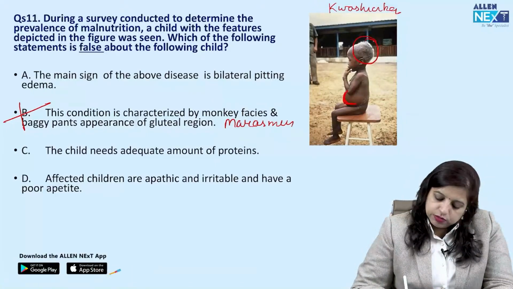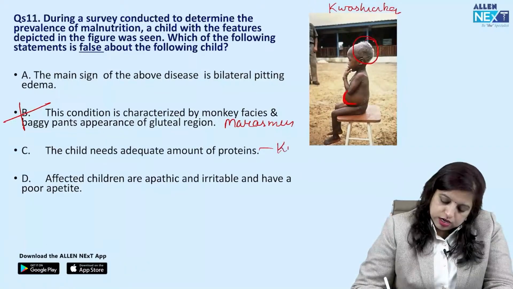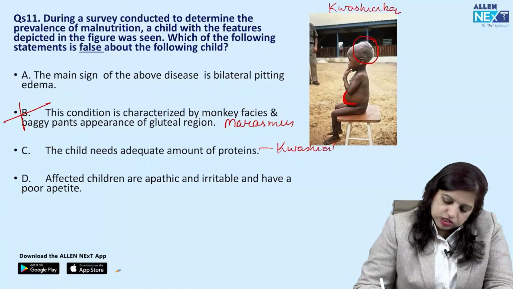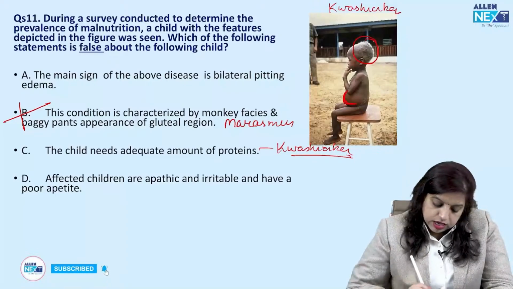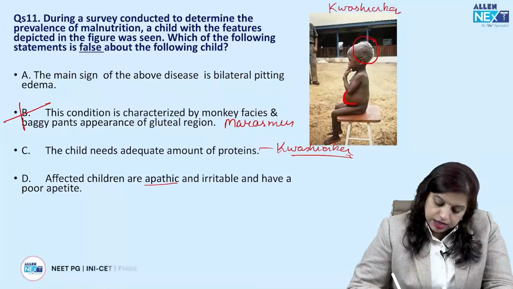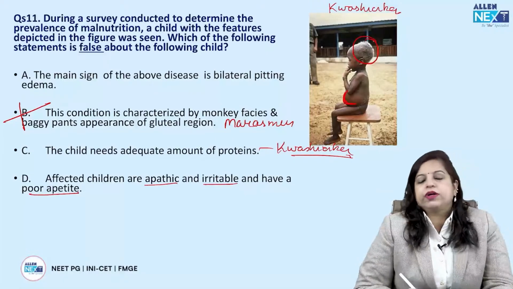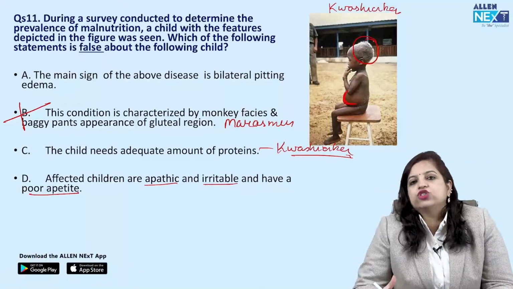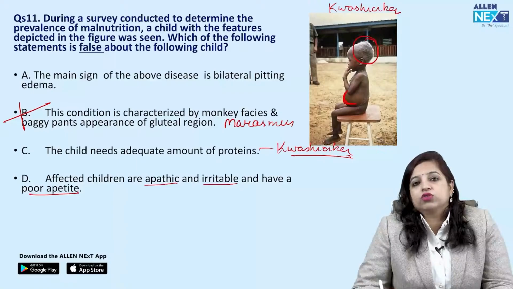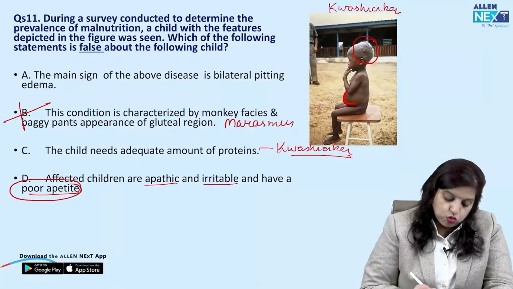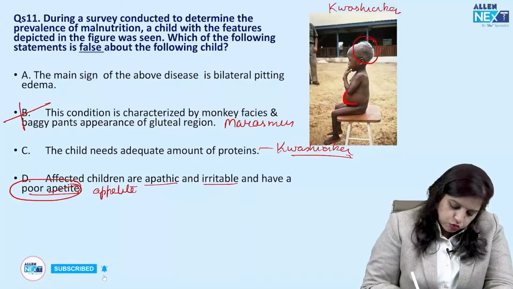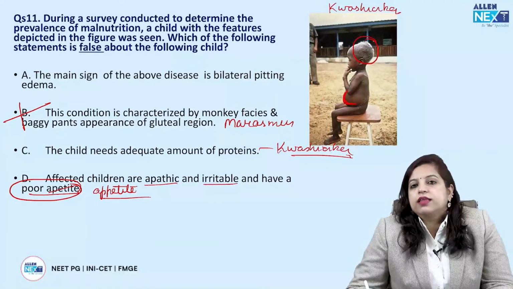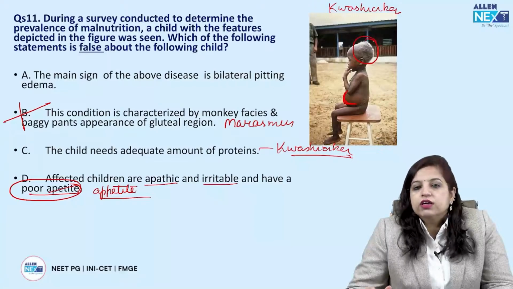The child needs an adequate amount of proteins. Of course, Kwashiorkor occurs because of the deficiency of protein. So yes, the child needs proteins. Affected children are apathetic and irritable and have a very poor appetite. So that is the most challenging thing while managing a case of Kwashiorkor. The problem comes over here, poor appetite. So poor appetite is the case, and that is why it is so difficult.